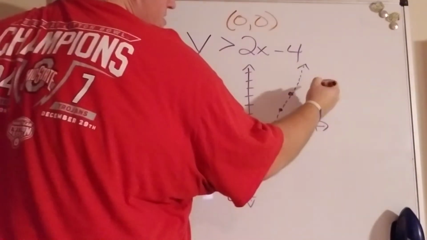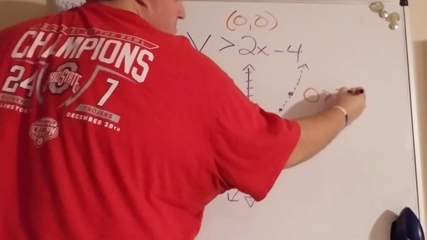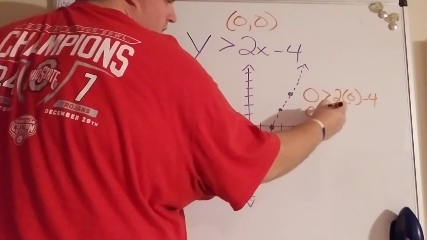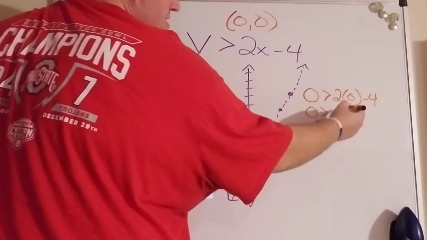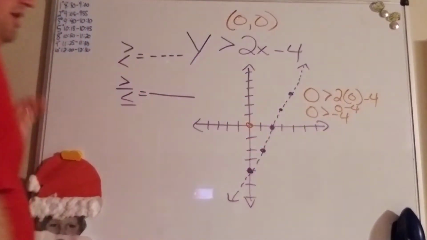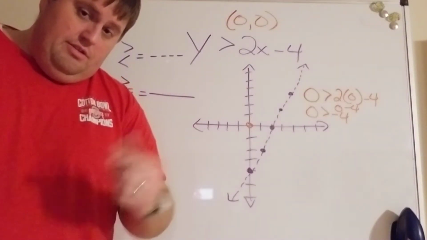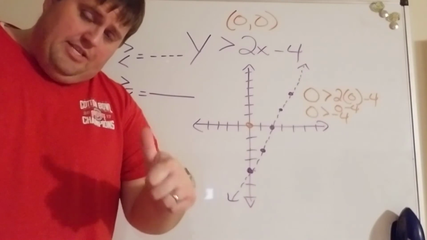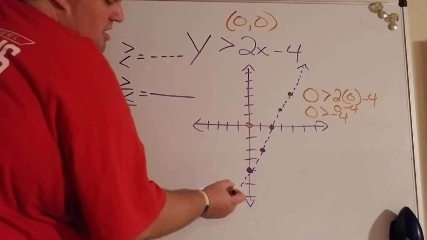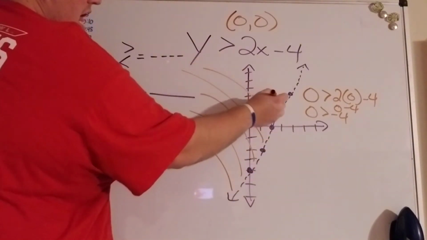So 0 is greater than 2 times 0 minus 4. Well, let's see if that's true. 2 times 0 is 0. 0 minus 4 is negative 4. So is 0 bigger than negative 4? This time, absolutely it is. That's a true statement. So because that's a true statement, we want to shade this side of the line.